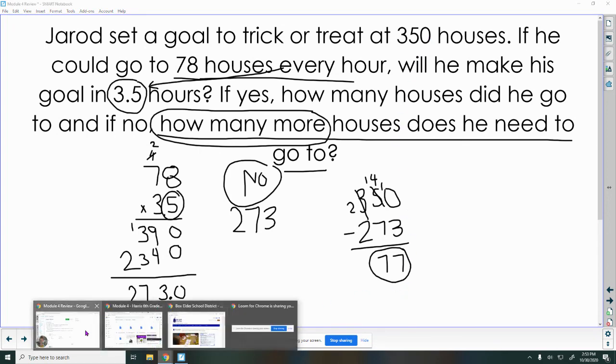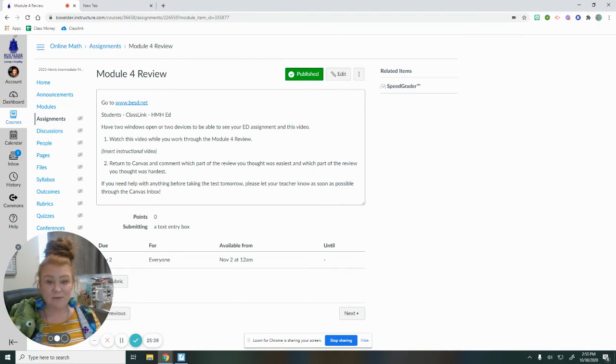Okay, so that is everything for your review. So you're going to go ahead and take the review that is in Ed that's been assigned to you. And let me know if there's anything I can help you with before you take your test tomorrow. So if you are still confused about moving decimals, when you're multiplying or dividing, please let me know so we can meet before you take your test.